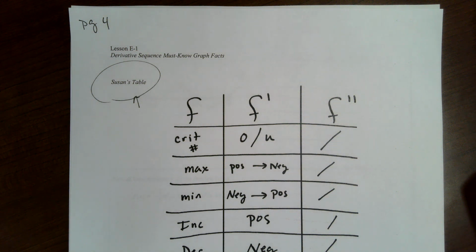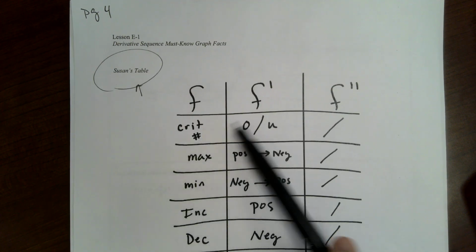Hi guys, so we're on page 4. This is lesson E1 about derivative sequence must-know graph facts. And this is something that I call Susan's table.